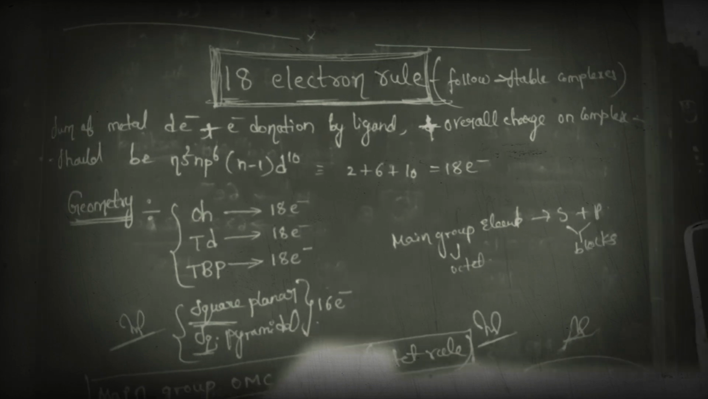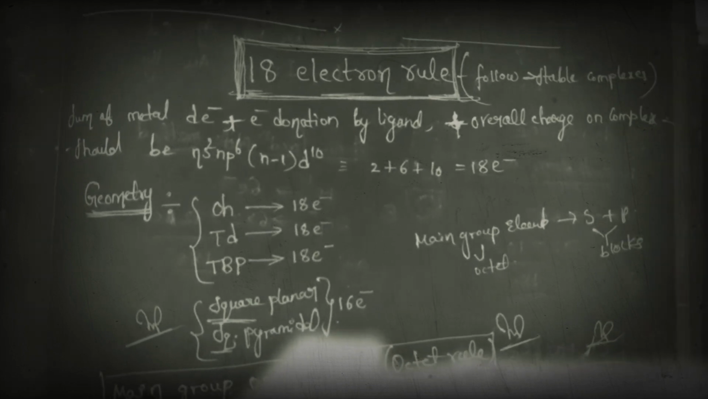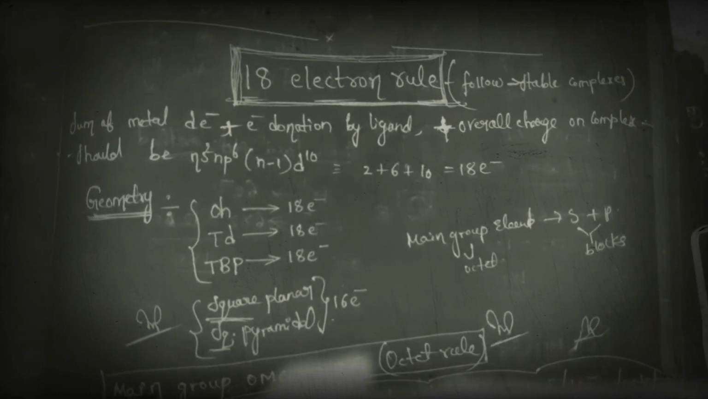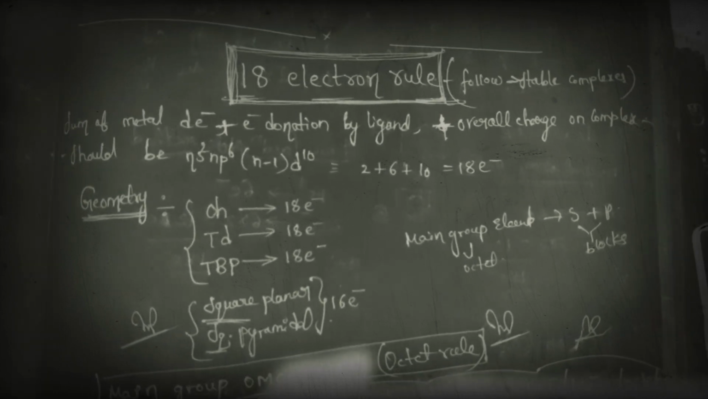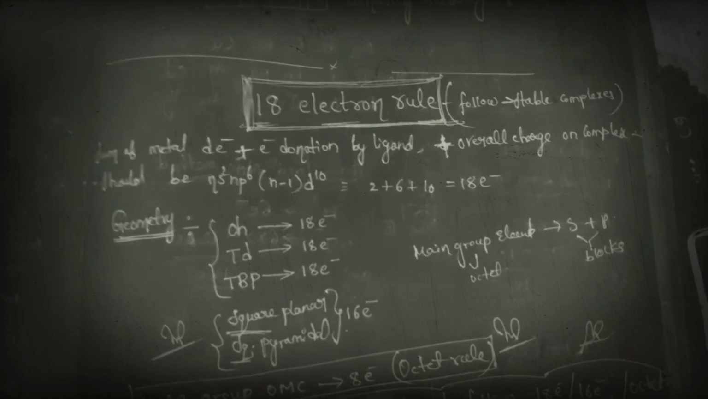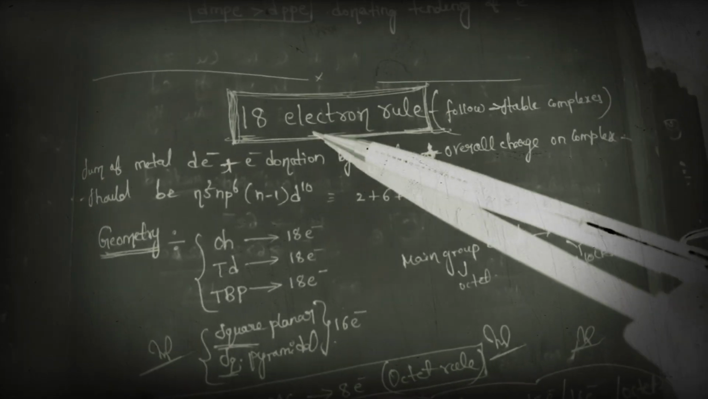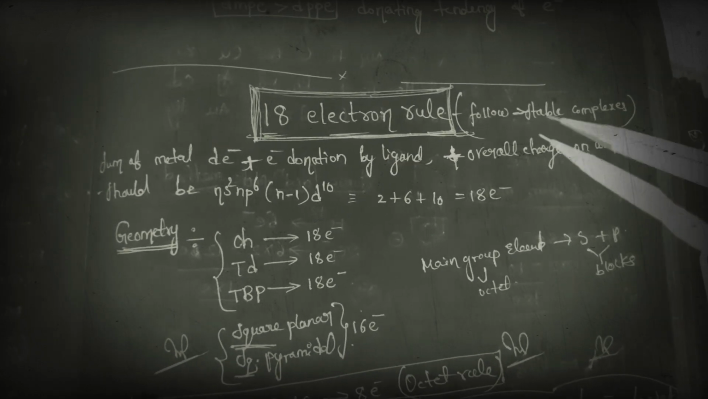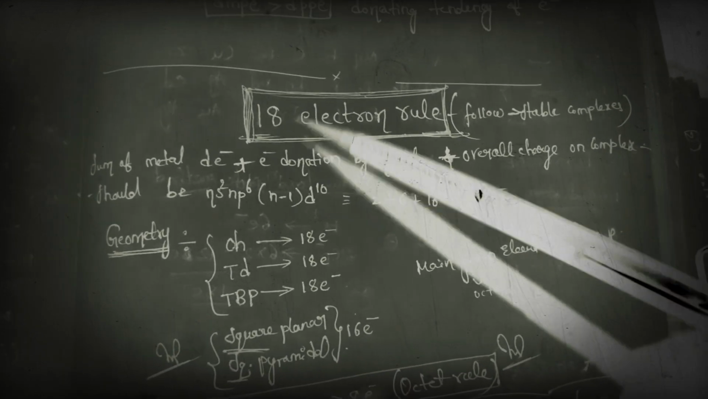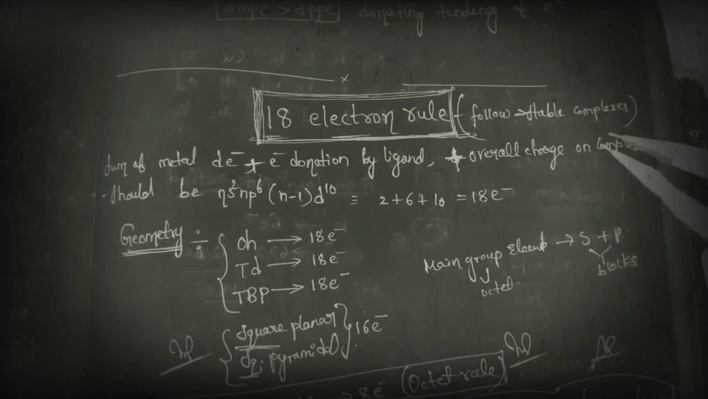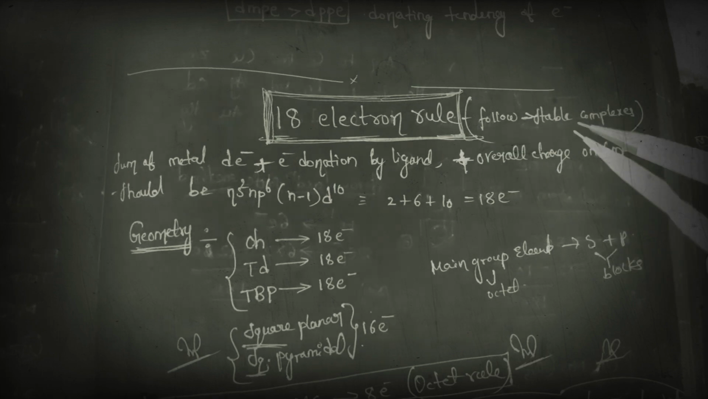In our previous class, we discussed heptacity. Actually, heptacity is very important to understand our upcoming classes. Today we are going to discuss the 18 electron rule. If a complex is said to be stable, it should follow the 18 electron rule. Then only that particular complex is said to be stable.